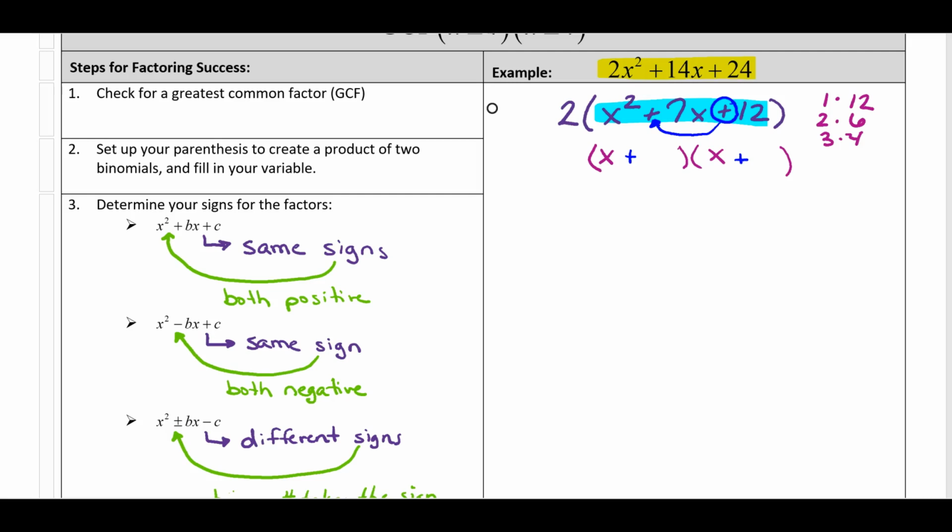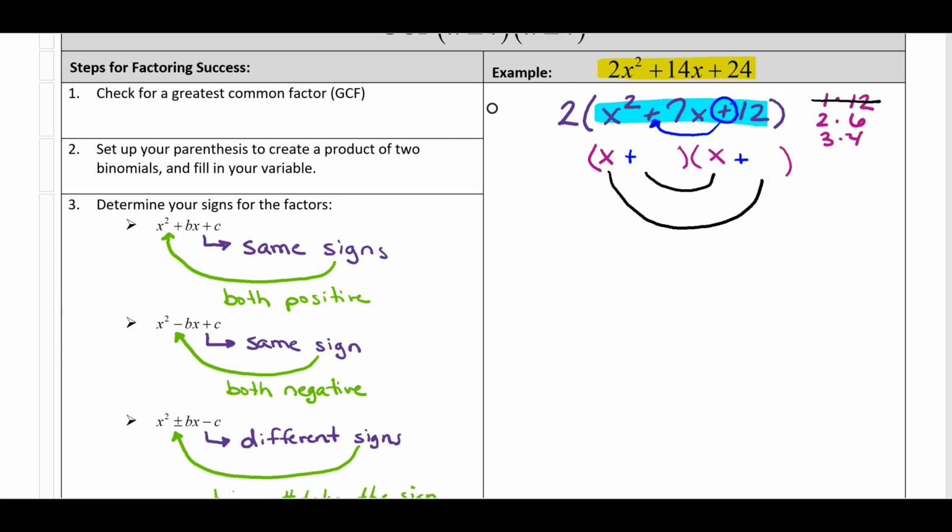So let's say I started with 1 and 12. So if I put a 1 here and a 12 here, and I use my graphic organizer, notice the middle terms, that's 1x, and this is 12x, and that adds up to 13x. Well, there's a little bit of a problem there because we need a 7x. So that means this factor was incorrect. We can't use 1 and 12. So I simply erase those factors and we try a new one.